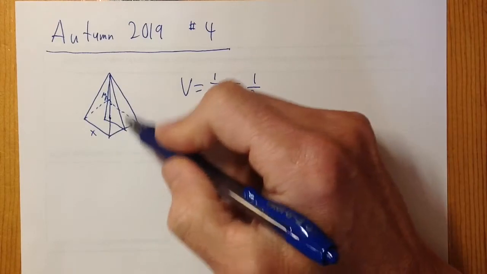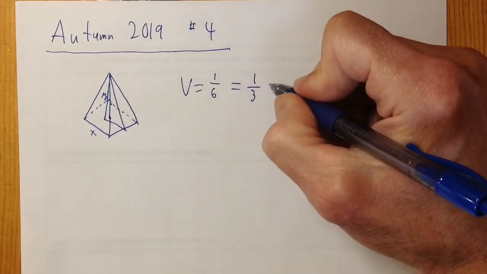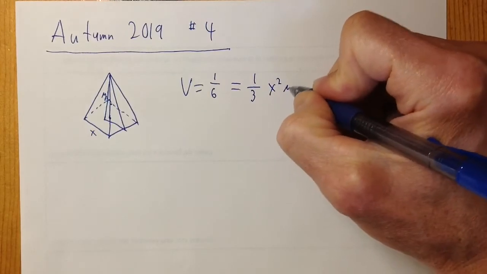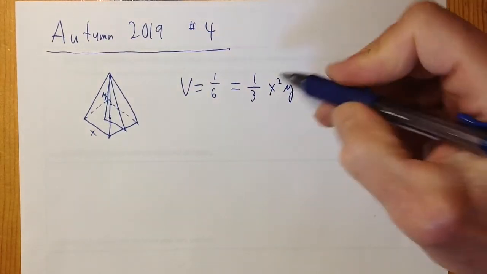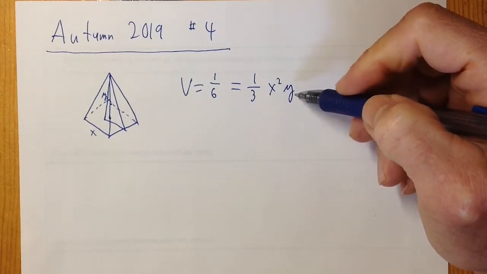Just like a cone is 1/3 of a cylinder. So here it's 1/3 the equivalent thing. So the base is x squared and the height is y. Okay, that's the volume, 1/3 x squared y. And we want to minimize the area.